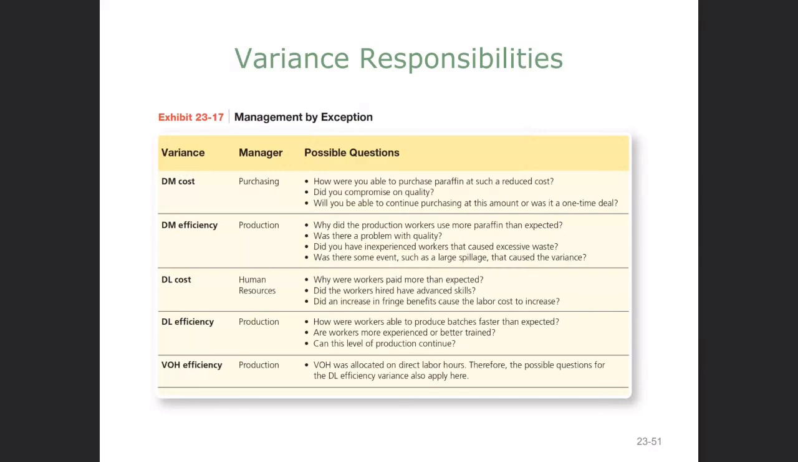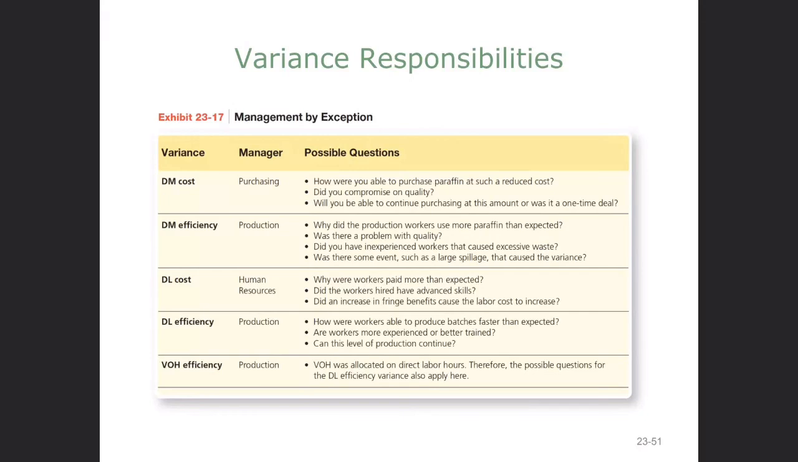This breaks down management by exception a little better. So if we have a direct materials cost variance, the purchasing manager is the one who is looking into that. And some questions that they might ask are, how were you able to purchase paraffin at such a reduced cost? How did you compromise on quality, and will you be able to continue purchasing at this amount, or was this a one-time deal?